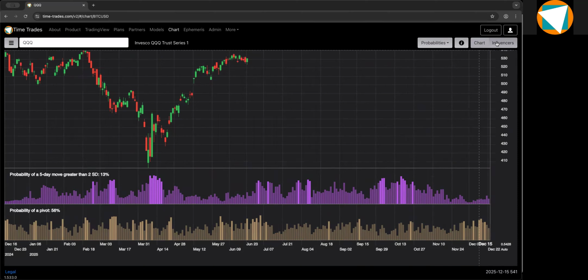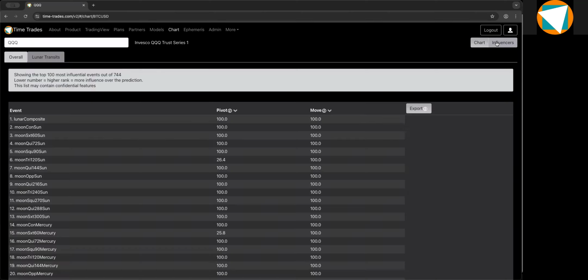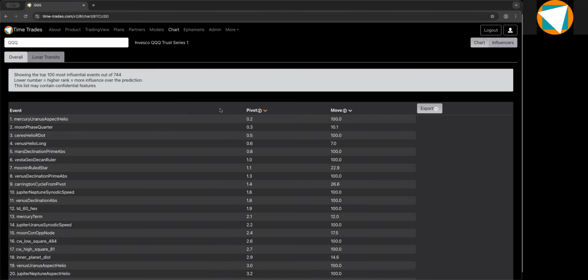Also on this page, you can see here the influencers. Now, this shows information that's collected in the AI training process about what are the most important or influential events that contribute the most to the AI probabilities. And you can see here, this is gathered for 2 of the 6 AI models. There's probability of a non-directional pivot and probability of a non-directional move.